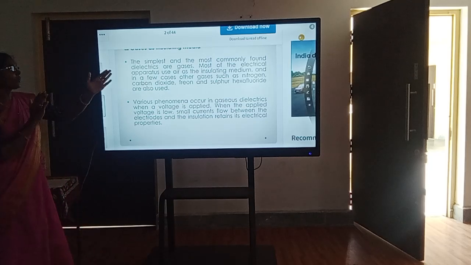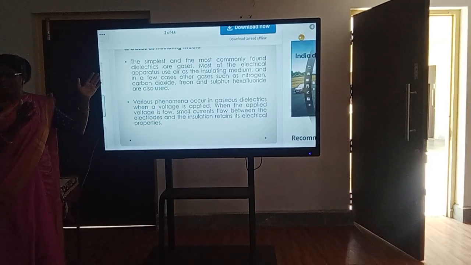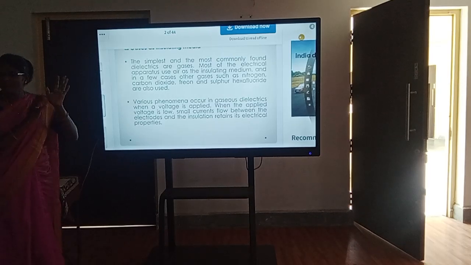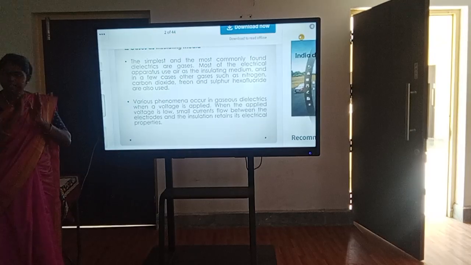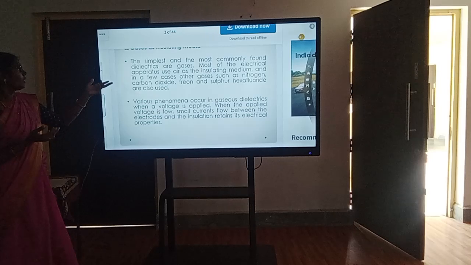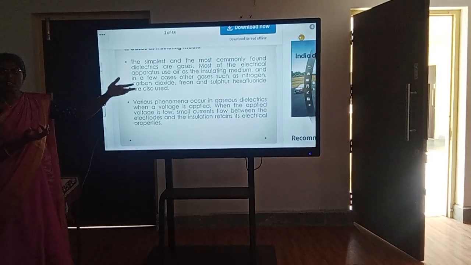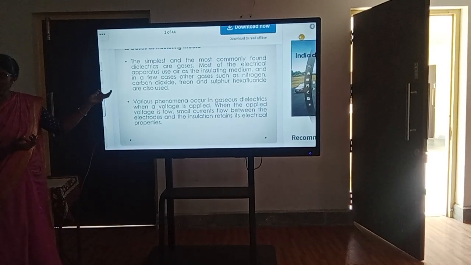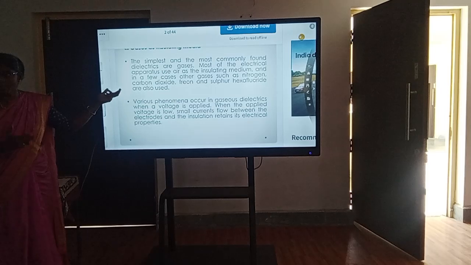So next, any electrical apparatus is kept in the air, since air is an insulation medium. It will act as an insulator. The same applies to gases. Which gases are present there? Nitrogen, carbon dioxide, freon, or sulfur hexafluoride can also be used as an insulating material. There is an insulating medium for gases.